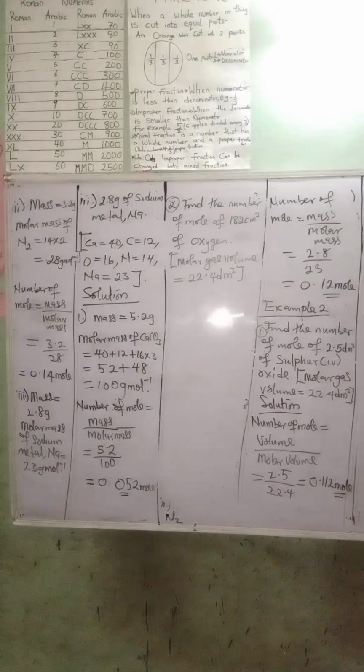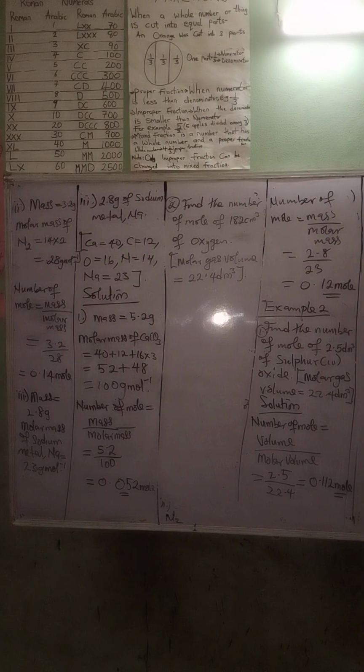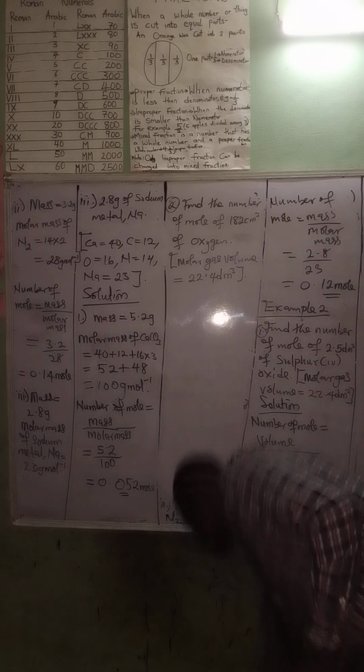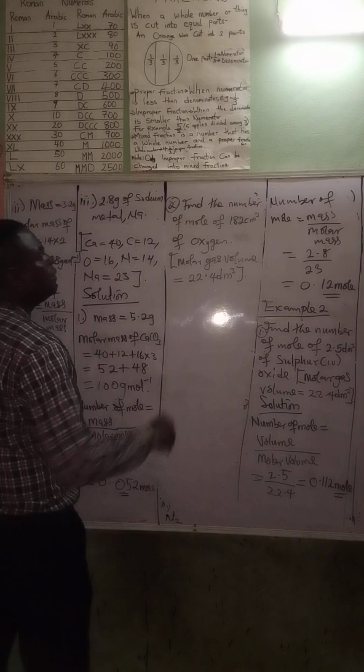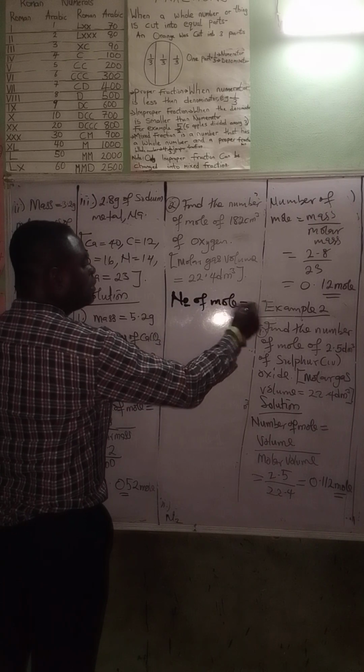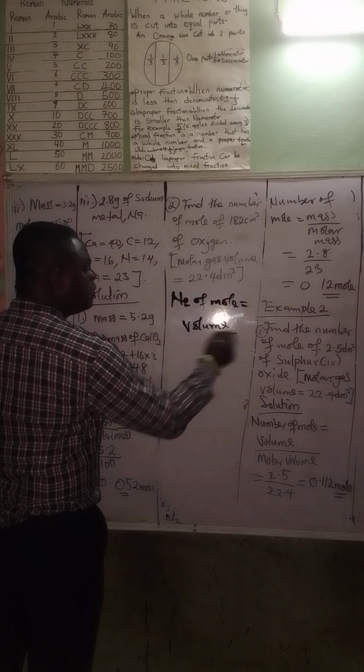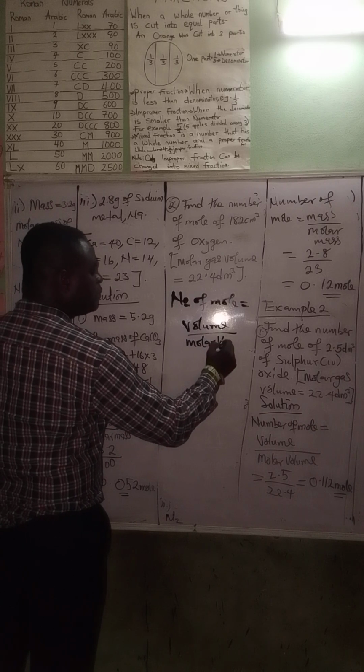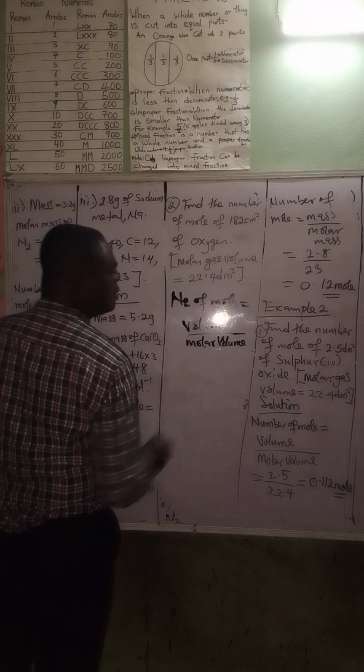By giving you what you have there, can you try something before we come to the board to help you out? Try something. Okay. Let me help. Yes. Our number of mole is equal to volume over molar volume.